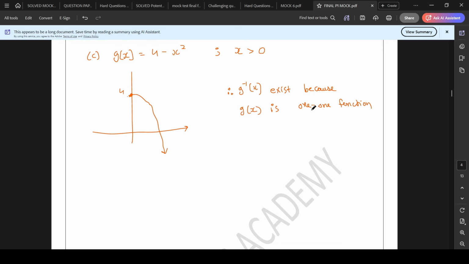Right? So if you take the inverse of a 1-1 function, you will always get a 1-1 function only. If you do x becomes y, y becomes x, you will still get a 1-1, unlike what happens in a many-one function, right? So this is the conclusion for my third part of this question. I hope you are able to understand this.